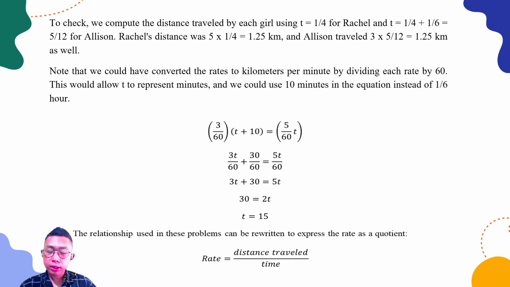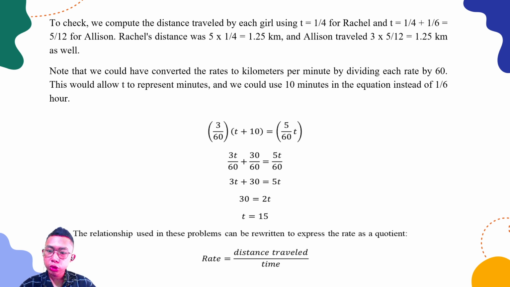So we have 3t/60 + 30/60 = 5t/60, and we multiply by 60 on both sides, so we have 3t + 30 = 5t. We subtract 3t from both sides, so we have 30 = 2t, so to solve for t we multiply by 1/2, so we have t = 15.